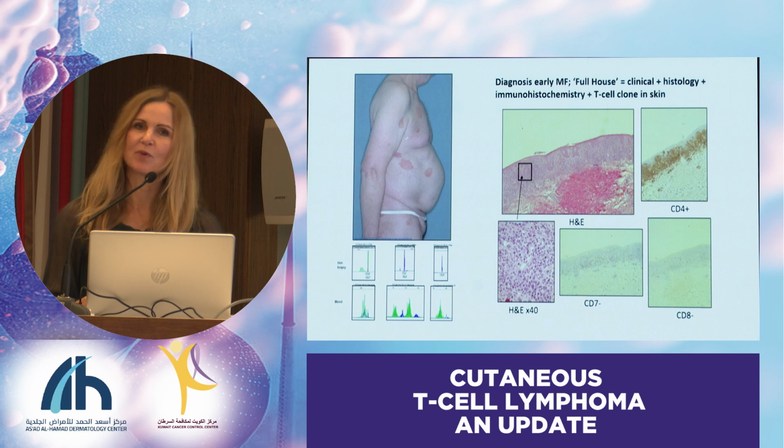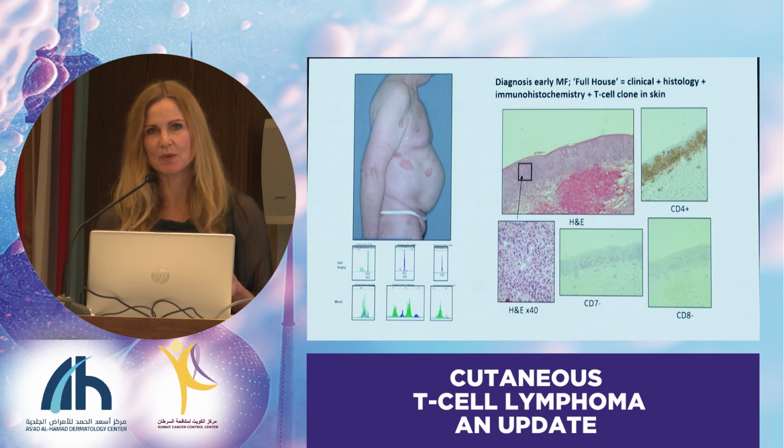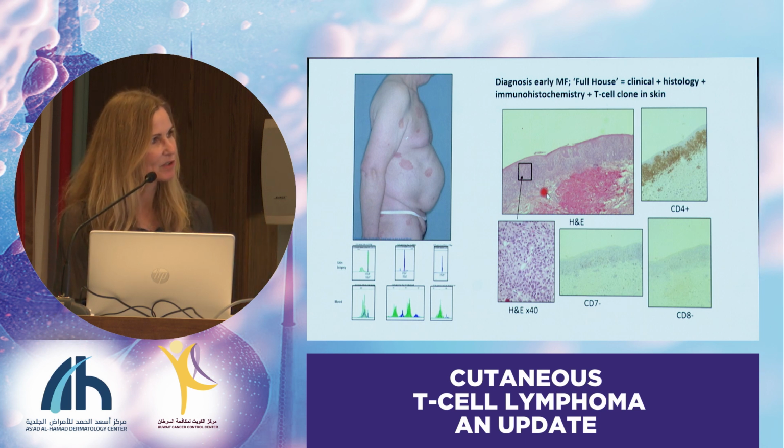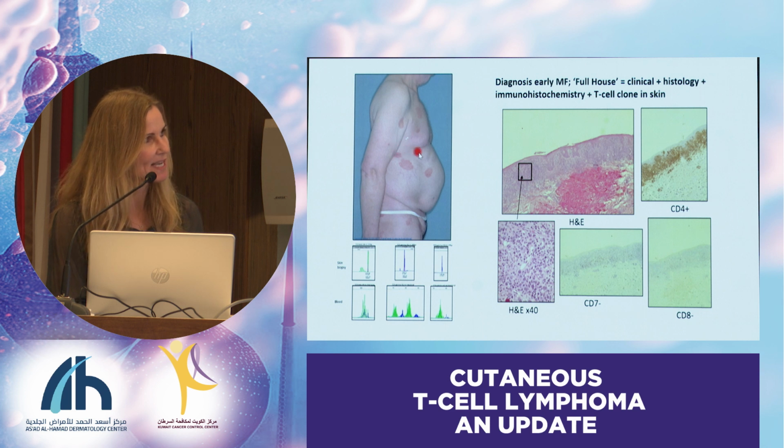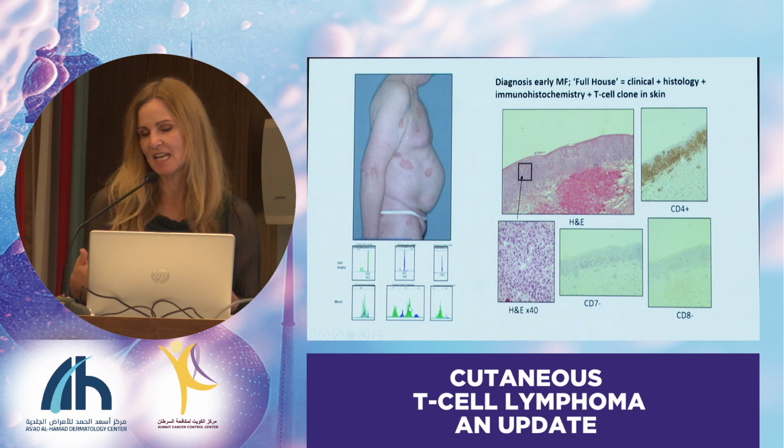So what you're hoping for is what we call the full house, and that's when you get the asymmetrical patches and plaques on the skin, the typical H&E findings we talked about with the microabscesses and the dermal infiltrate, which are CD4 positive with loss of CD7, and then a T-cell clone in the blood and in the skin. But not many early-stage patients have a full house.